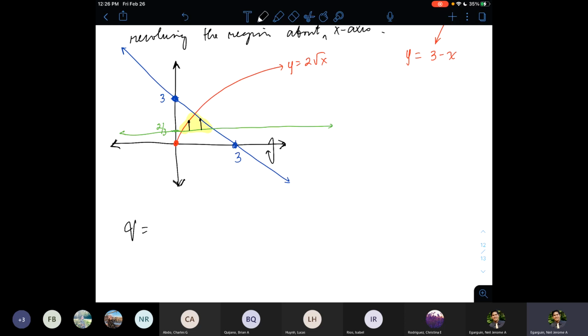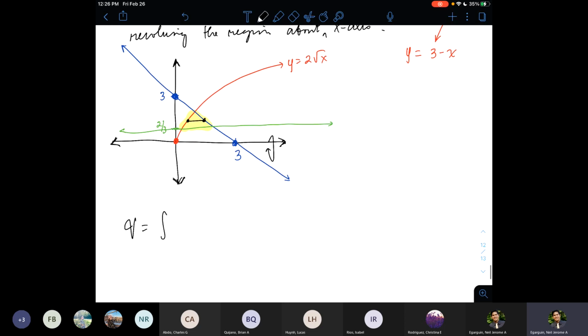That's going to be blue minus green, so I need to split the integral up into two pieces. But if I use horizontal strips, it's always right minus left, right? The right function here is the blue, the left function is the red one all throughout the region. So there's no need to split the integral up into several pieces.